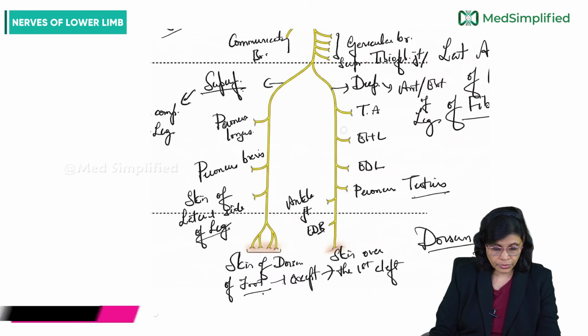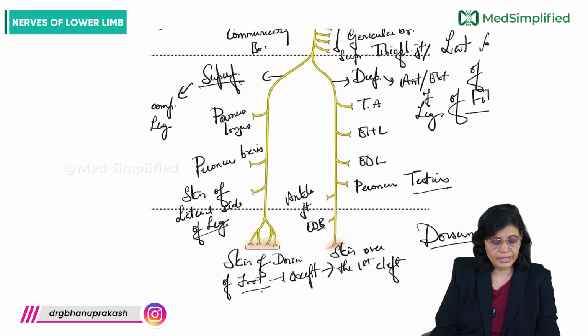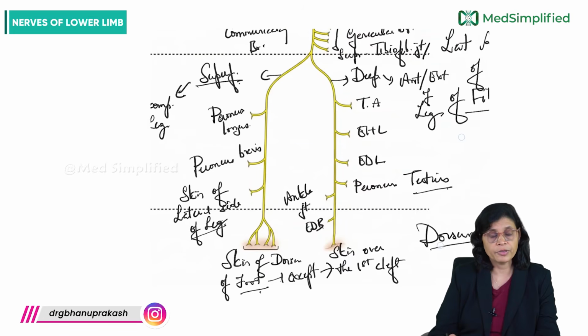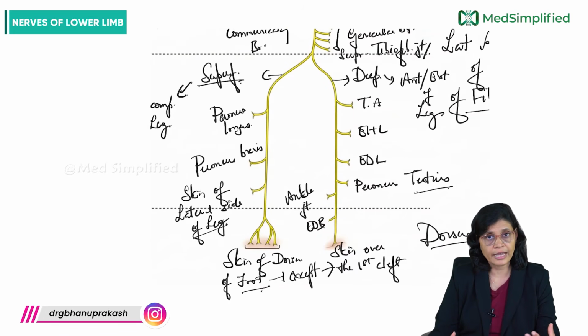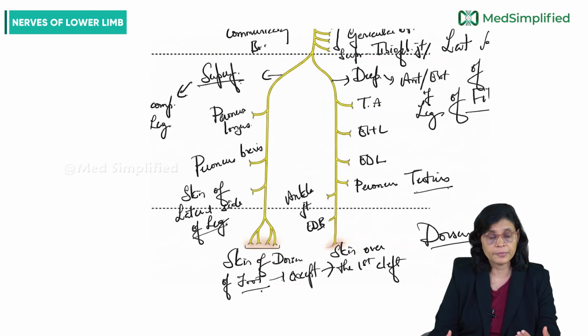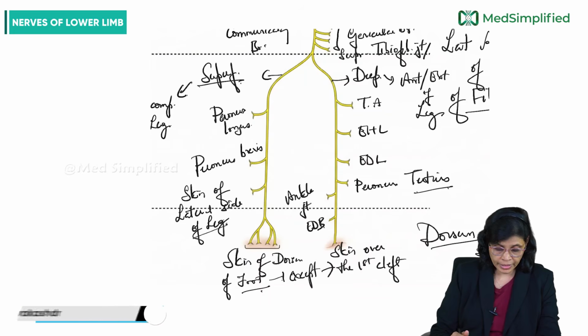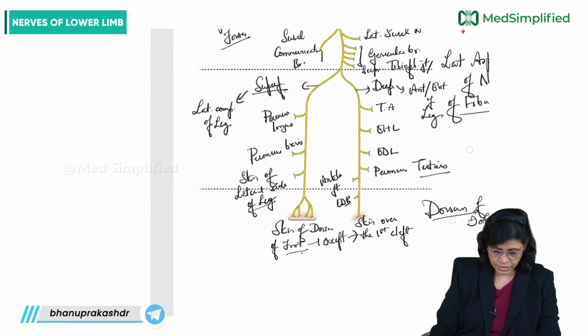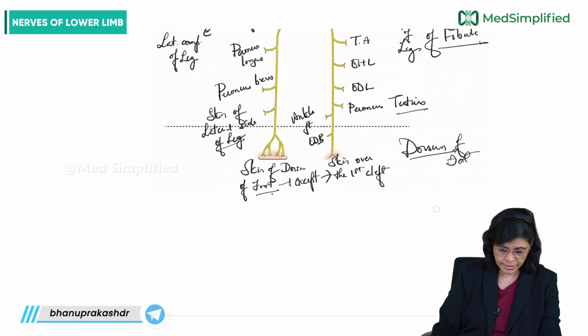It can be injured there either by direct trauma, a fracture of the neck of the fibula, or sometimes when we apply a very tight plaster cast. When we apply a cast for the fracture, the nerve can also be compressed in that region. So what can happen? What is the motor loss? What is the sensory loss?